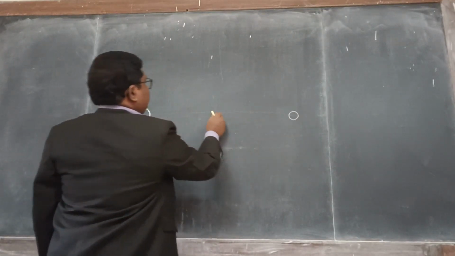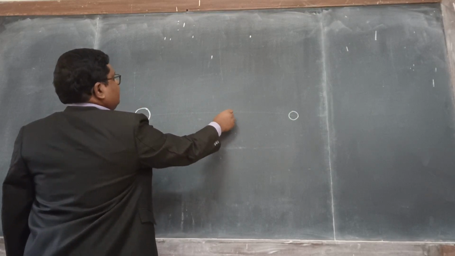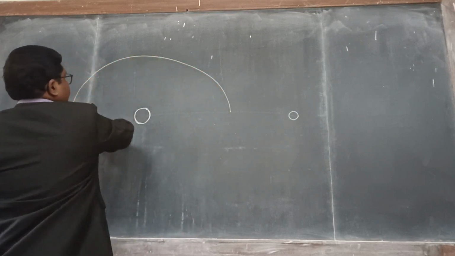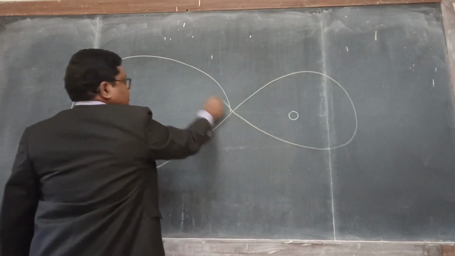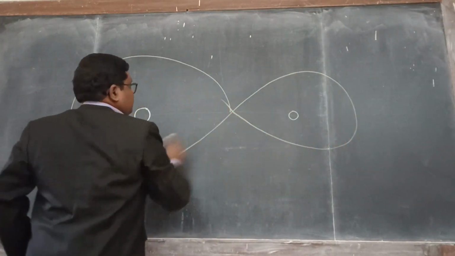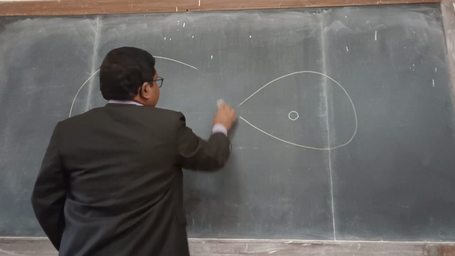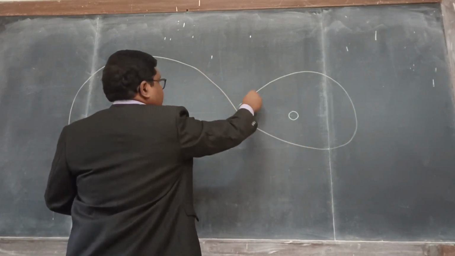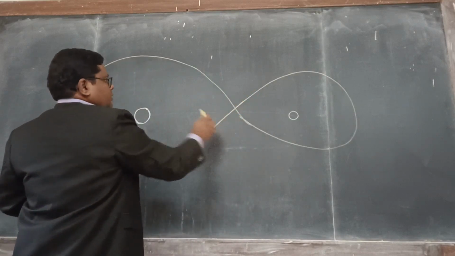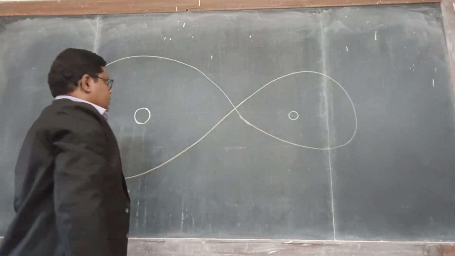Fine. Let me now draw the Roche lobe. So this is the line drawn between them. So maybe approximately I am drawing. So this is more or less the Roche lobe. Fine, good.